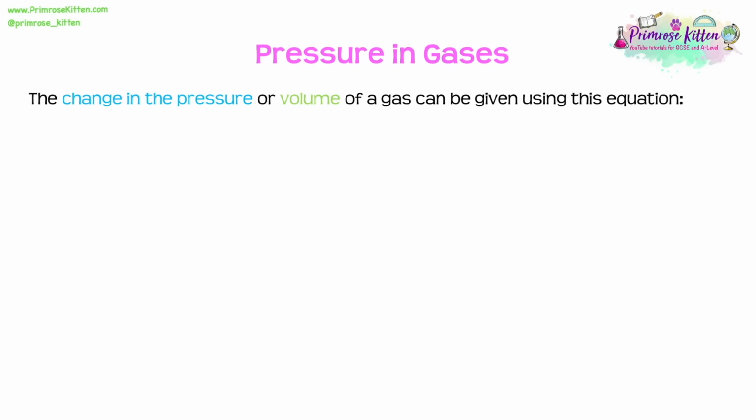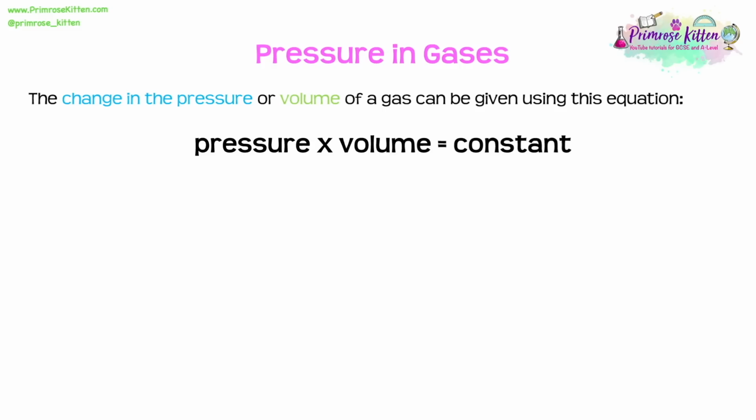We can actually calculate the change in the pressure or the volume of a gas using the following equation. So it's quite an unusual one. Here we have pressure times volume equals constant. That means that if you have a certain system, the pressure times the volume will be the same regardless, so long as all the other conditions stay the same. So long as the temperature stays the same, so long as no more gas is added or anything.